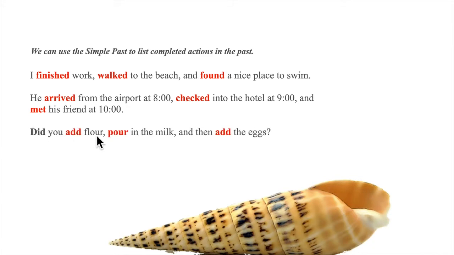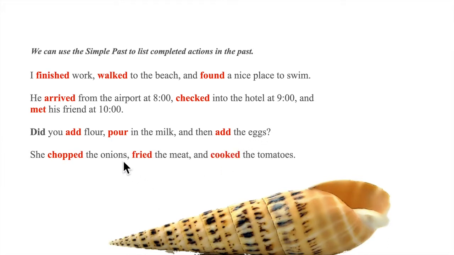Did you add flour, pour in the milk, and then add the eggs? Perfect, right? It's easy to talk about more than one thing or put more than one action in a sentence. She chopped the onions, fried the meat, and cooked the tomatoes.